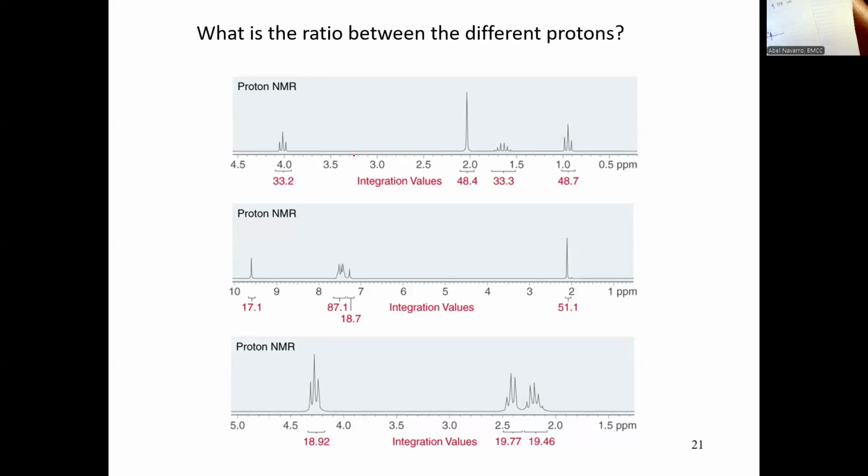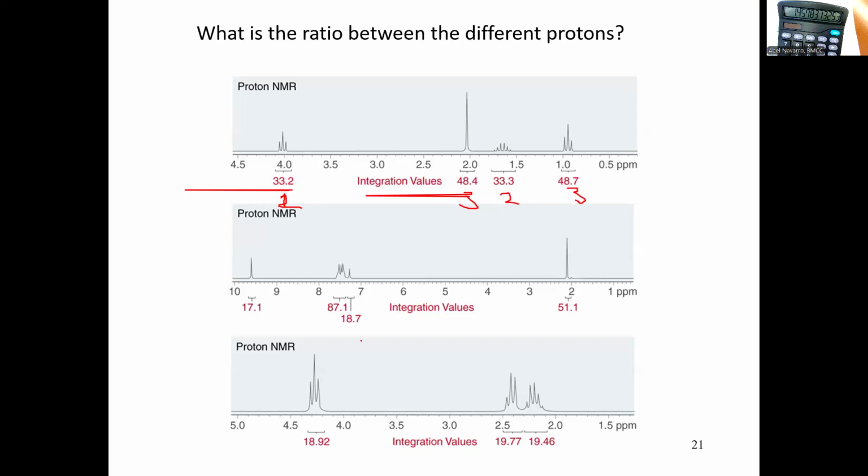You can do it on your own. I'll leave you a few seconds so you can see how to determine the number of protons represented in each case. Maybe let's do the first one. The smallest is 33.2, that would be a 1. Then 48 divided by 33.2 is 1.45, almost 1.5. So that would be 2, 3, 2, 3. I'm sure it is like that.